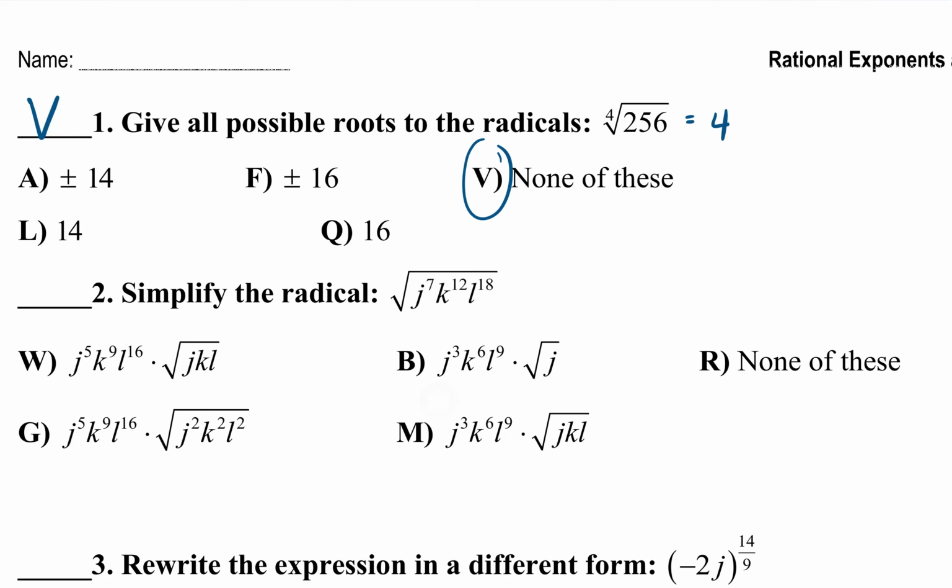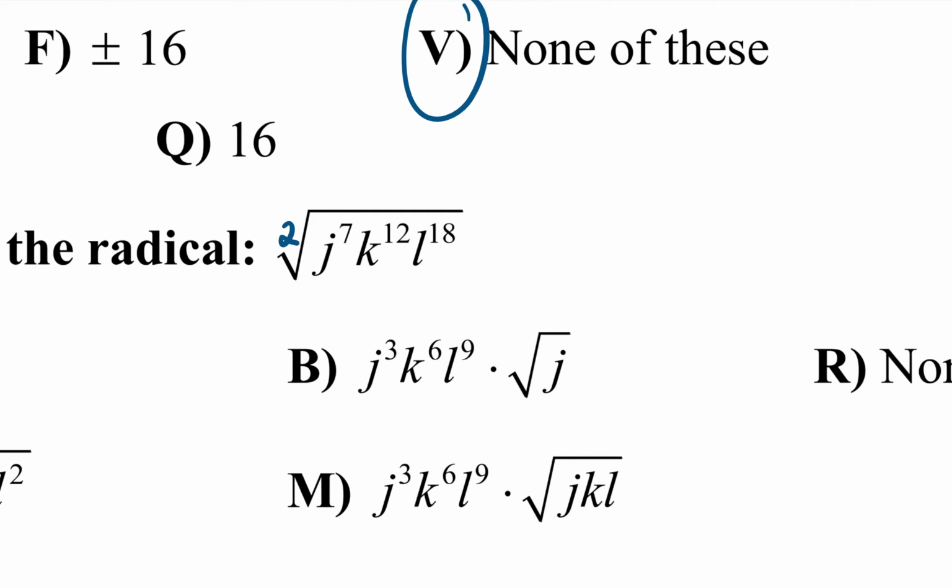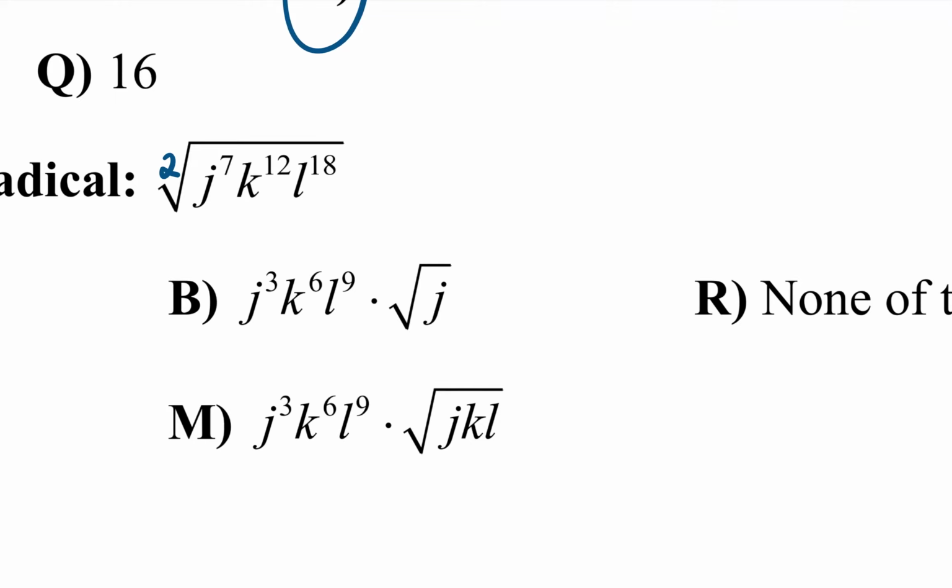Number 2, simplify. We have to know the index of the radical. If there's not one, it's 2. If there is one, it's either 3 or 4. All you're really doing here is dividing each of these exponents by the index. The first one, I would do 7 divided by 2. 2 goes into 7 3 times, and I have 1 left over. That tells me that I have 3 that come outside and 1 that stays inside.